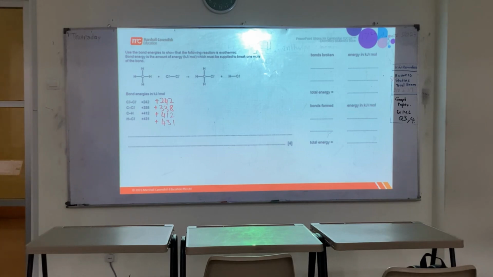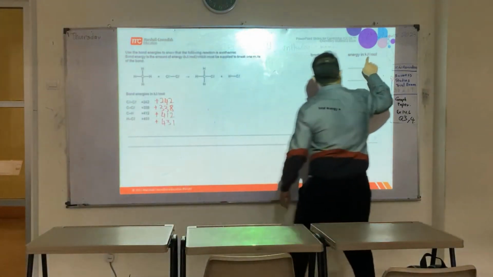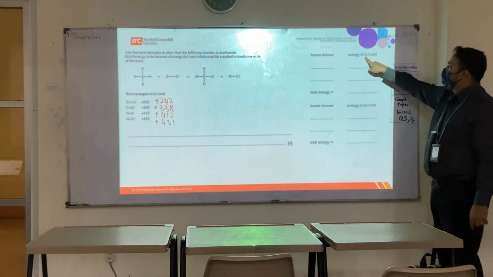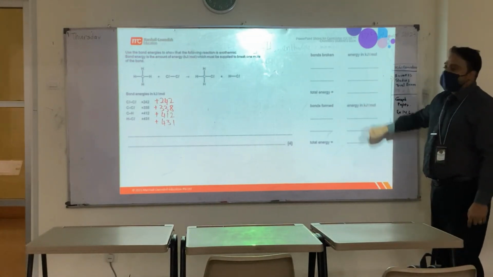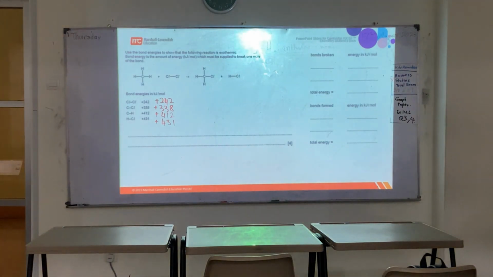So the unit is kg per mole. Yes, correct, kg slash mole. Here you don't have to write the unit because they already labeled it up here. So you just put the values in here. Just so the bond's broken, right? I just write Cl to Cl, then C to H, right? Yeah, just write the bond here.